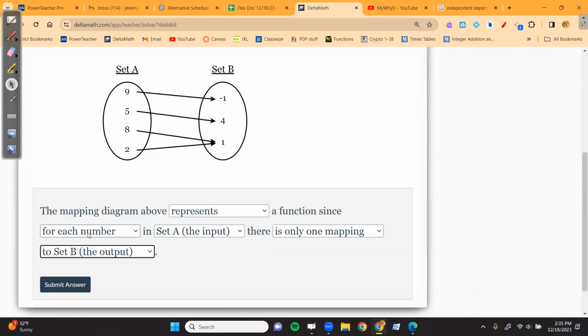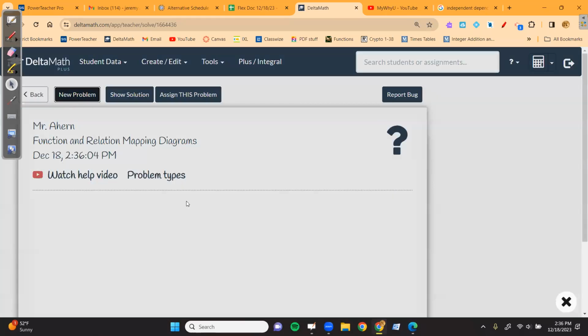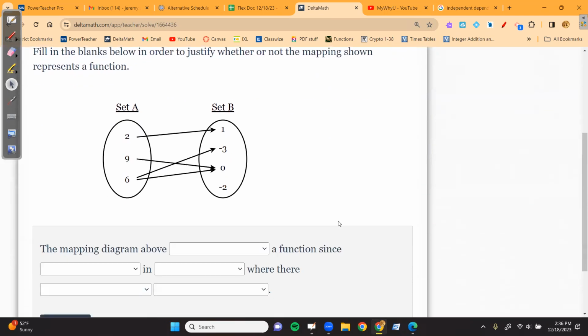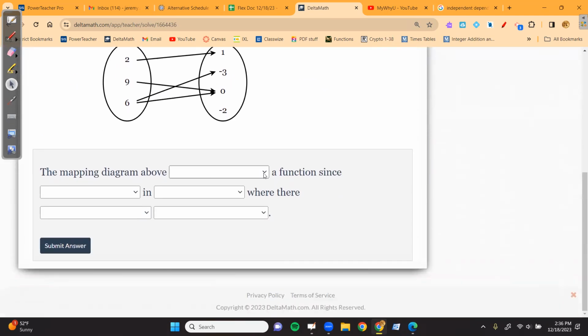Why? Just why? I don't know. But once you get used to it, it's not that bad. Let's go again. Is this a function? No. So here it goes. The mapping diagram above does not represent a function. Stay with me now. Don't get squirrely now. I need you 35, 82 more seconds, whatever I need. Stay with me. This does not represent a function because, here we go.